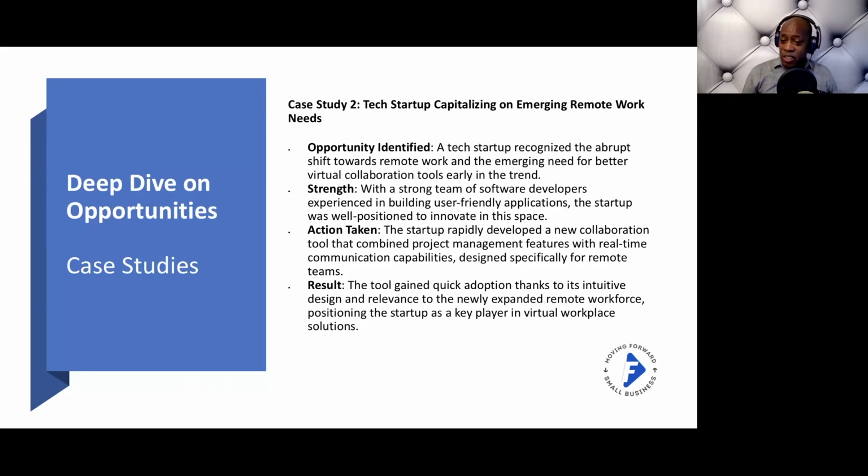So what's the action they took? The startup rapidly developed a new collaboration tool that combined project management features with real-time communication capabilities designed specifically for remote teams.